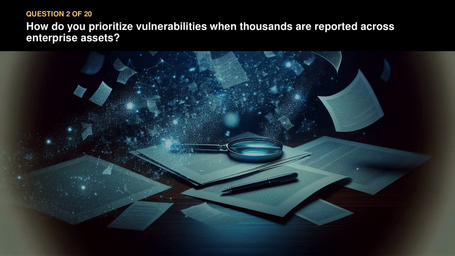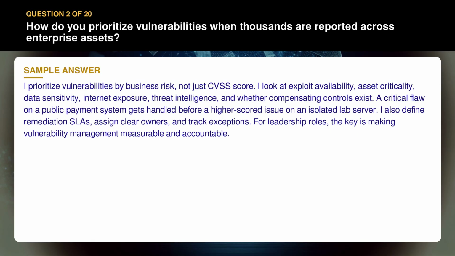Question 2. How do you prioritize vulnerabilities when thousands are reported across enterprise assets? I prioritize vulnerabilities by business risk, not just CVSS score. I look at exploit availability, asset criticality, data sensitivity, internet exposure, threat intelligence, and whether compensating controls exist. A critical flaw on a public payment system gets handled before a higher-scored issue on an isolated lab server.